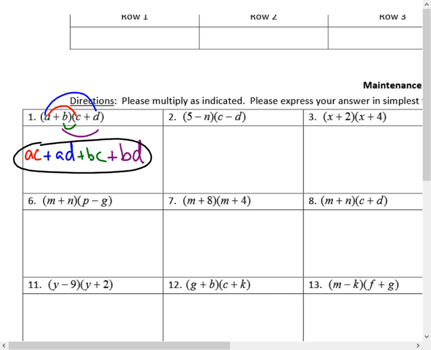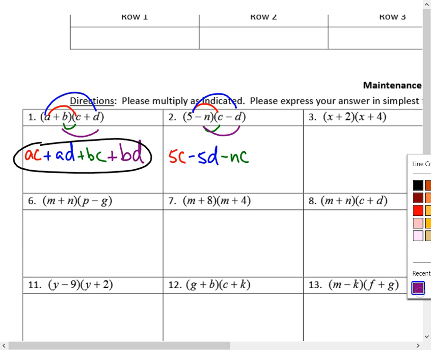Okay? So, that being said, moving on to the next problem where it says quantity 5 minus n times the quantity C minus D. This means it'll be 5 times C and 5 times negative D, followed by negative n times C, and then followed by negative n times negative D. So be careful with your signs. So in red, 5 times C is 5C. In blue, 5 times negative D is negative 5D. In green, negative n times C is negative nC. And then again, in purple, we have negative n times negative D is positive nD.